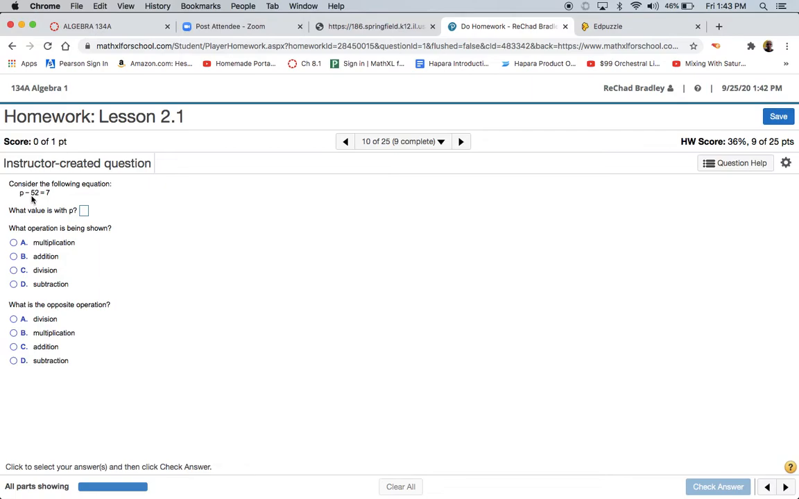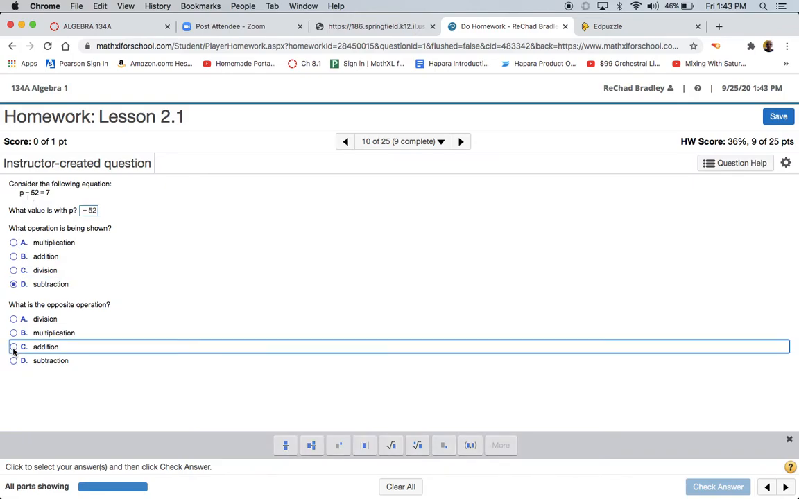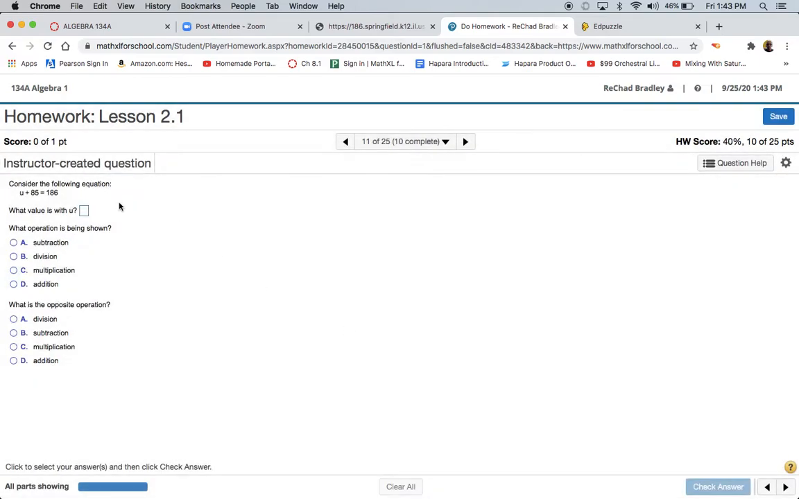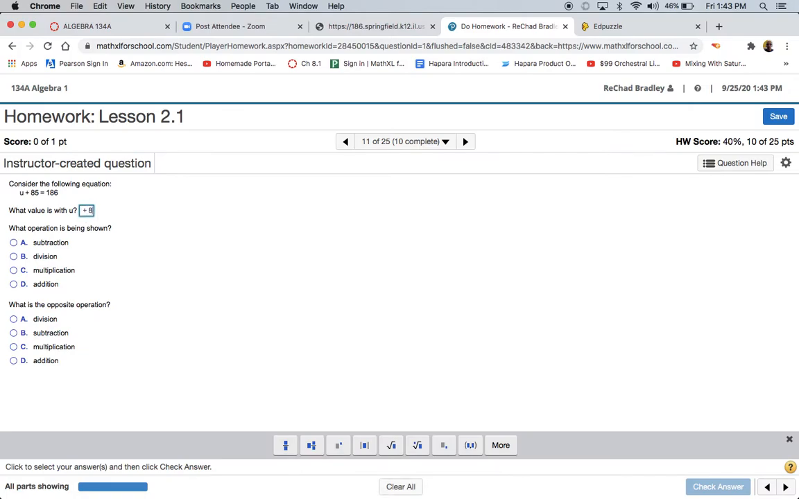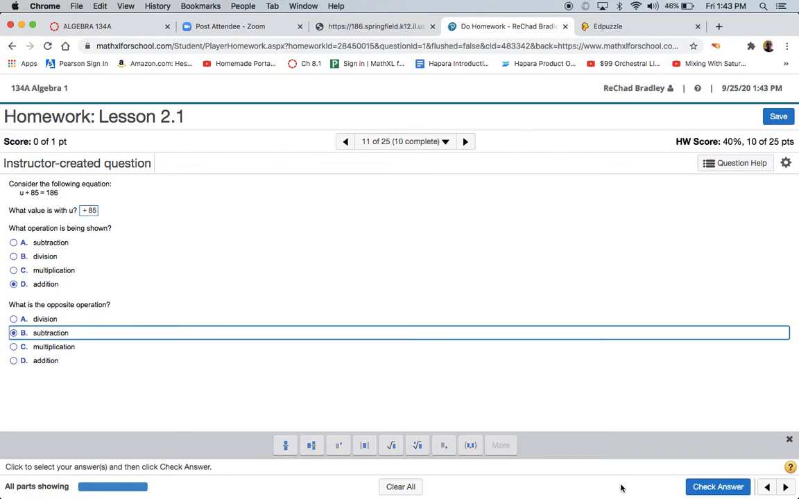The p is over here. Negative 52 is with p. The operation being shown here is subtraction. The opposite of subtraction is addition. And we're almost halfway done. Positive 85 is with u. Since it's plus, that means it's addition, and we would undo addition, or the opposite of that would be subtraction.